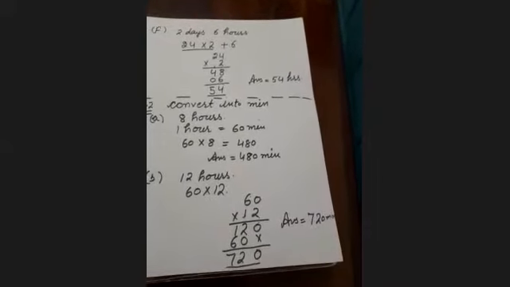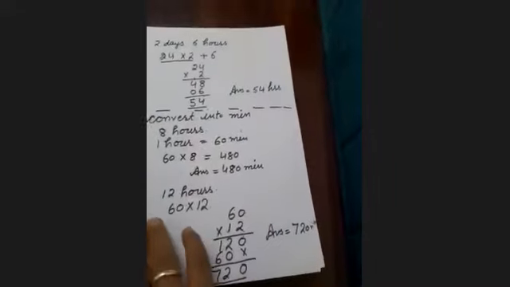Clear, students? Next is part C, that is 24 hours. Again, students, convert 24 hours into minutes. We will multiply by 60.